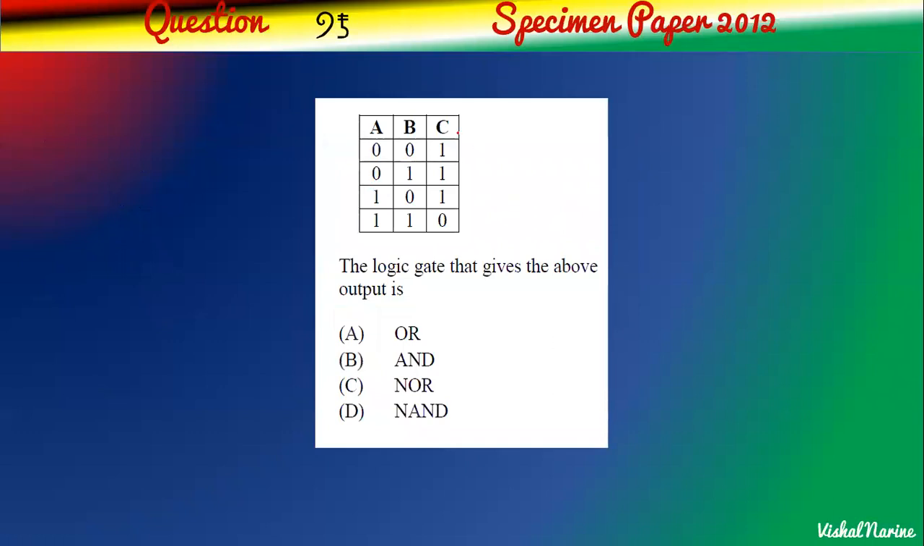Question 95. Looking at the truth table given, the question asks you which logic gate this is. Well, you're supposed to know the rationale of getting your answer. This here is going to be the NAND gate.